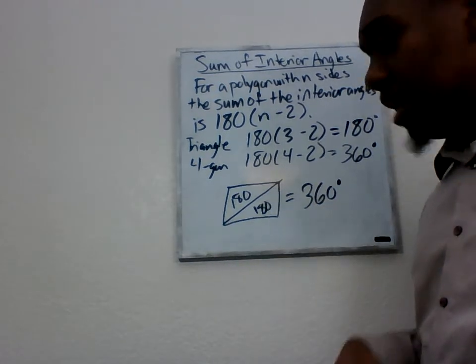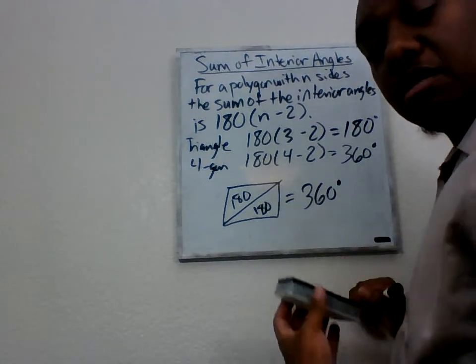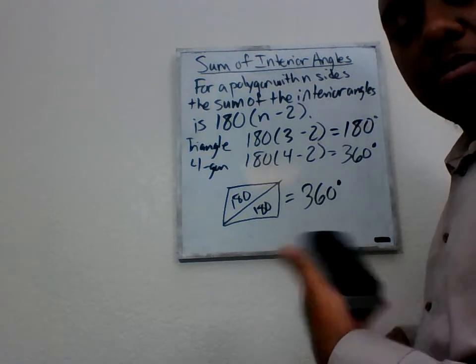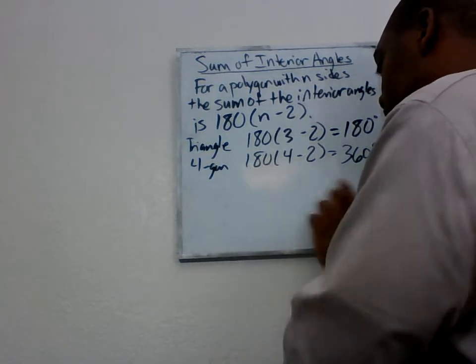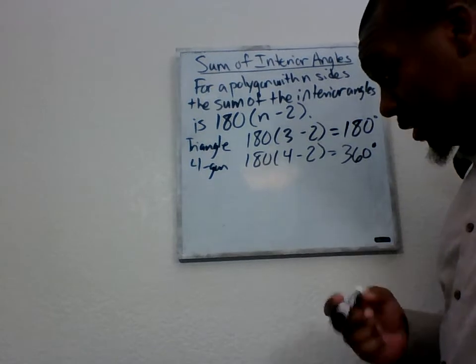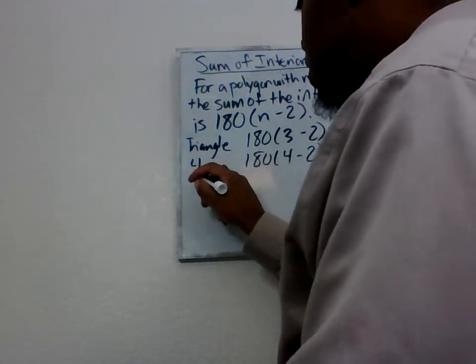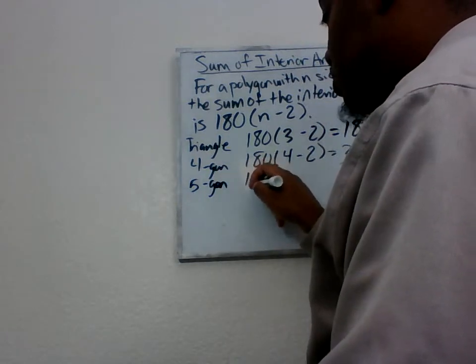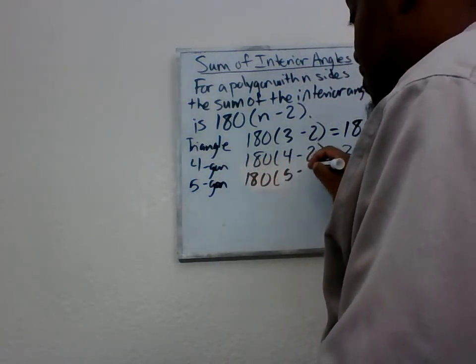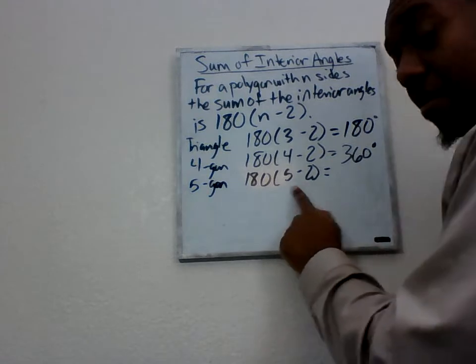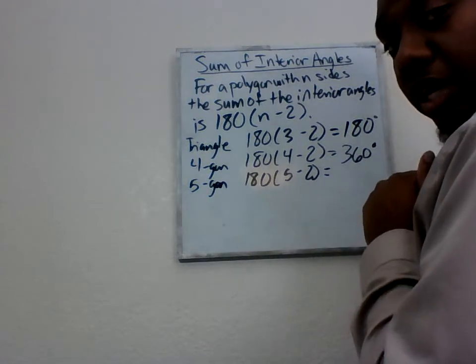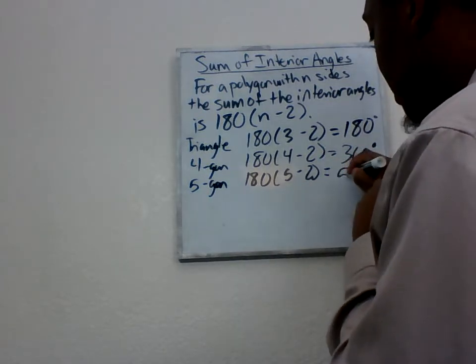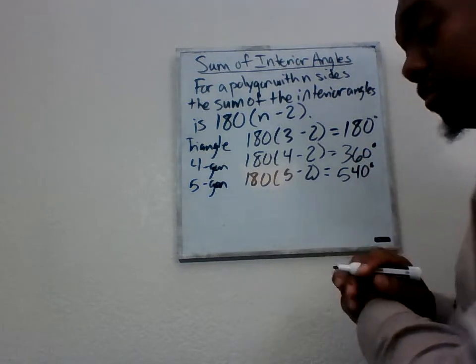Okay, maybe that's kind of easy to believe again with the quadrilateral. So let's look at it with the pentagon. According to the formula we have here, a pentagon, or a fivegon, should be 180 times 5 minus 2. Well, 5 minus 2 is 3. 3 times 180 is 540 degrees.